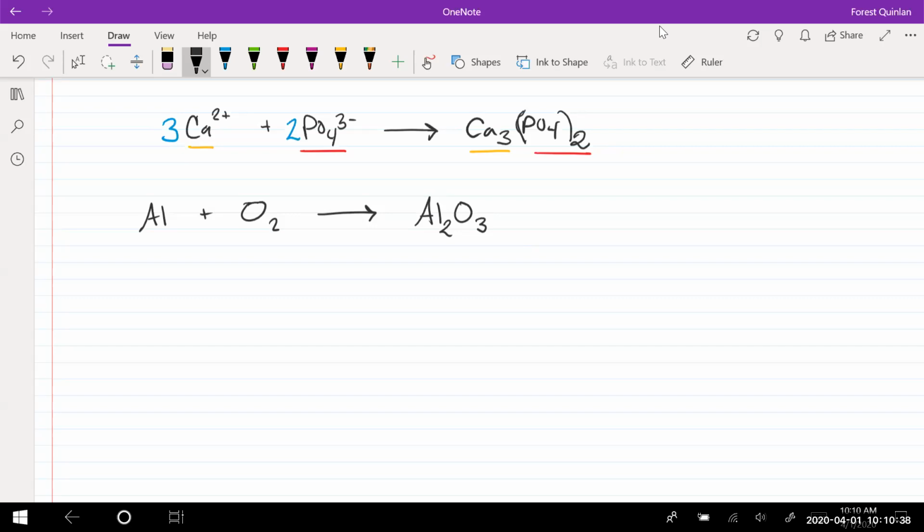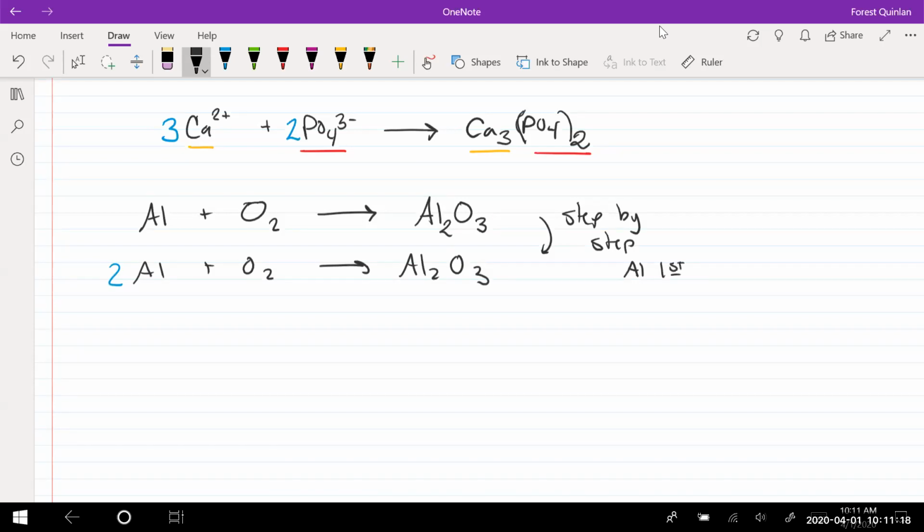So now what I want to do is balance this. I think I'm going to keep going with you here, Nathan, if you don't mind. How many aluminums do you see on the left? 1. And on the right? 2. So I'm going to do this one step by step. First I'm going to make sure my aluminums look good. So I'm going to say that I have 2 aluminums plus the oxygen goes to make Al2O3.